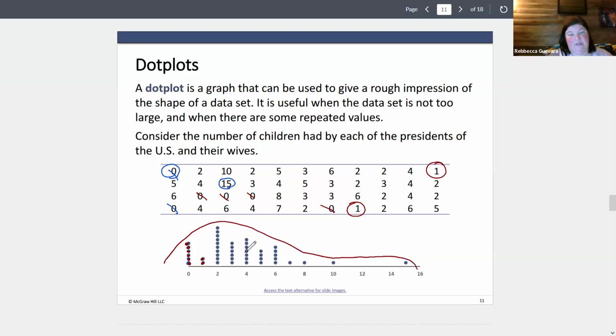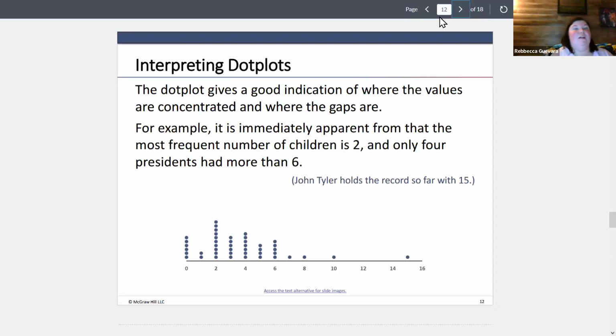So I see that 2 or 3 children is probably sort of the average, or 2, 3, and 4 is about what you usually expect that presidents are going to have. Now I have to look up which president had 15 kids because I don't remember.